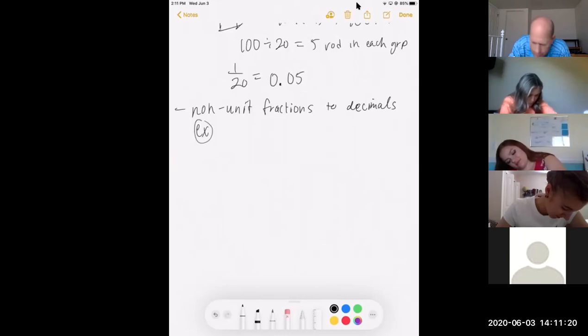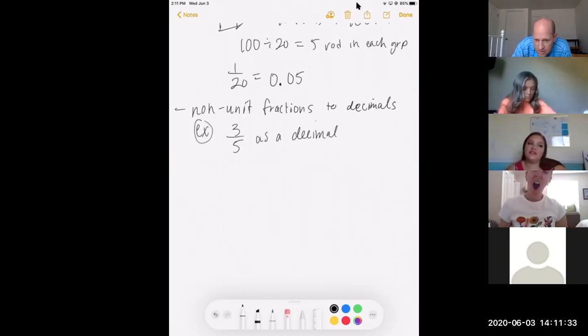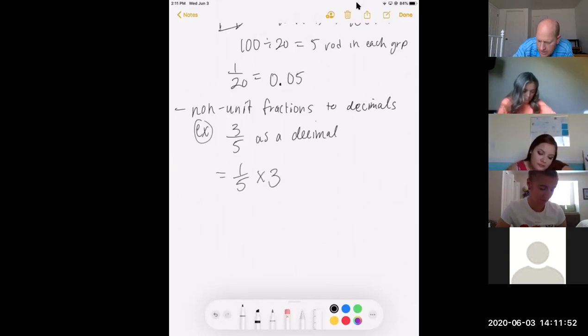Let's start out with 3/5. 3/5 as a decimal. Now what we did is we can kind of create a story here. I'll model this one to show you what I'm fishing for. So 3/5 is equal to 1/5 times 3. Okay, so we can break up the 3/5 into 1/5 times 3, or 3 times 1/5.